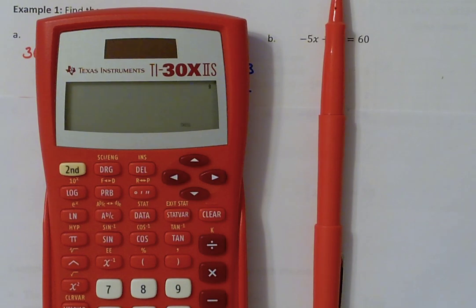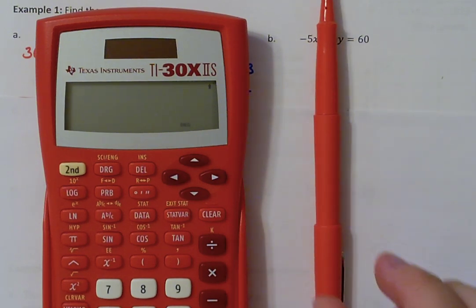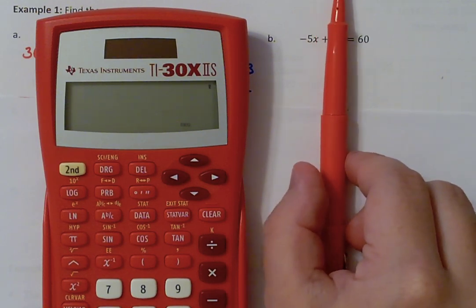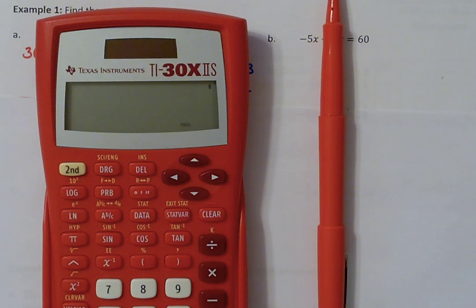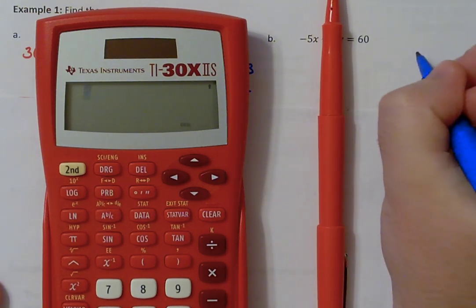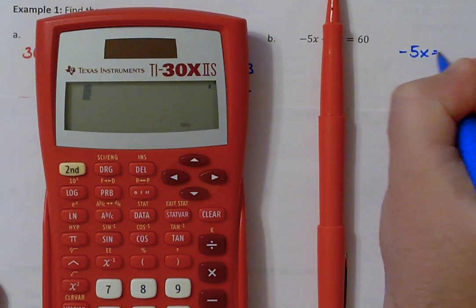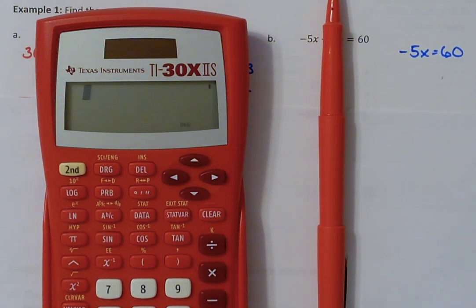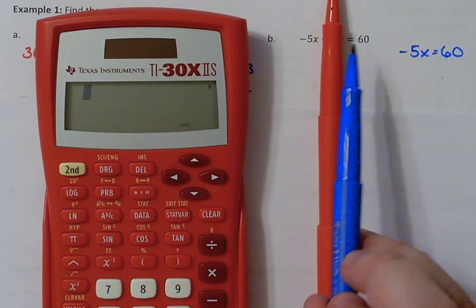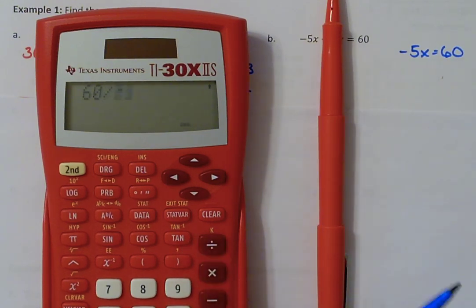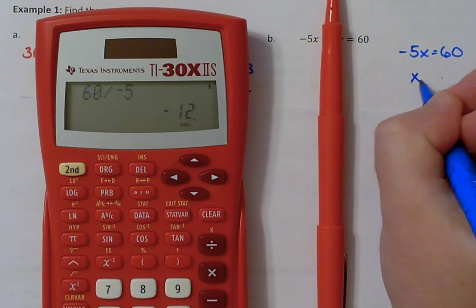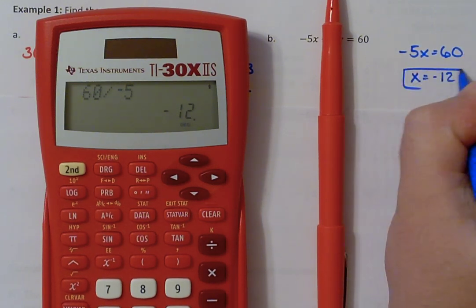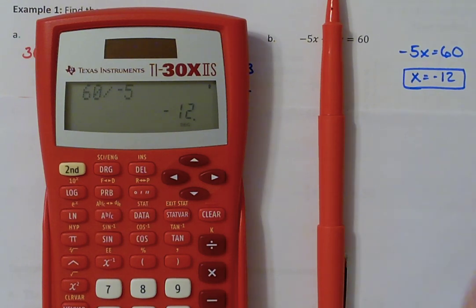So if I cover up y, I now have -5x. Whoops. See if I can get this to cover up just right. All right. So I have -5x equals 60. So my cover-up method has me eliminate the y, so I just have -5x equals 60. I then just have to solve for x, and to do that, we're just going to divide. So we're going to take the 60 and divide it by -5. So if I do 60 divided by -5, I end up with x equaling -12. And that is my x-intercept.